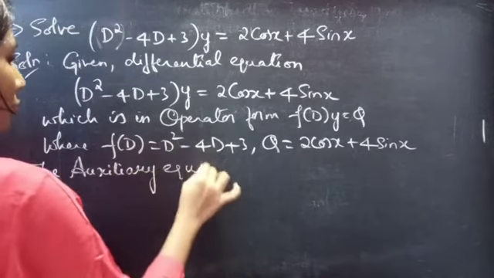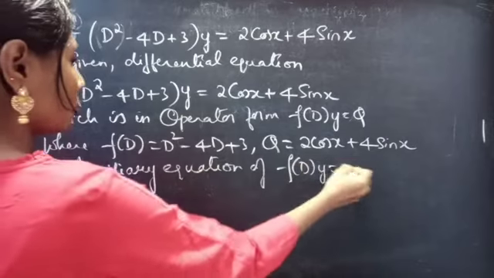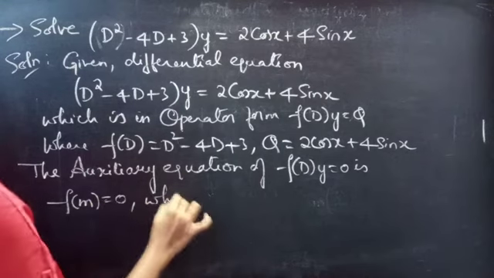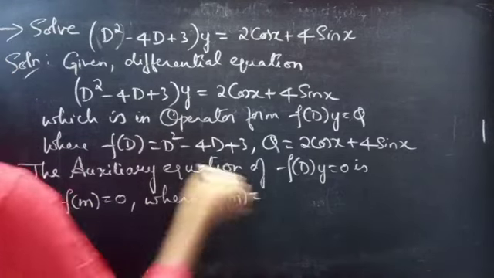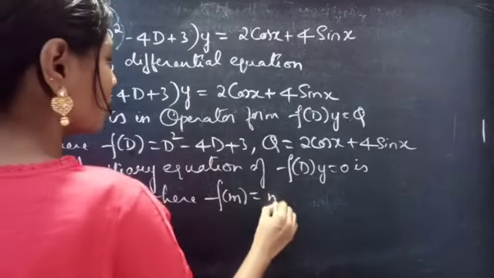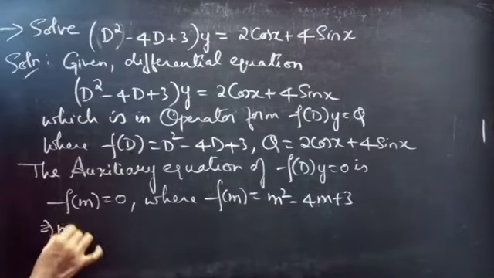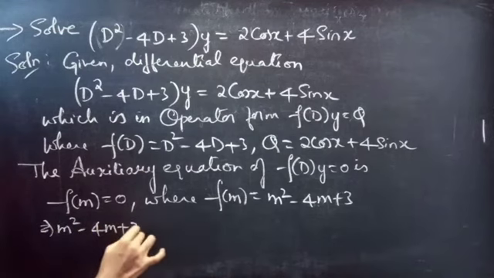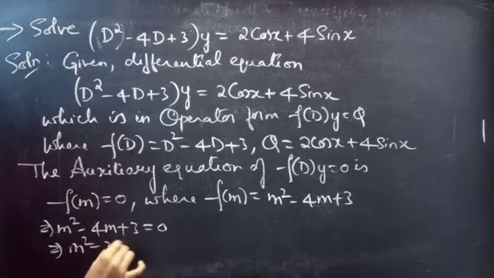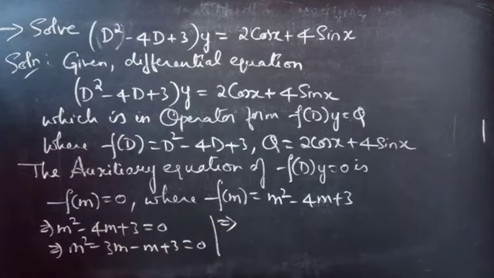The auxiliary equation of f(D) y = 0 is f(m) = 0, where f(D) = D² − 4D + 3. So let's replace the differential operator by m, then we'll get f(m) = m² − 4m + 3. Then our auxiliary equation becomes m² − 4m + 3 = 0. Now let's split this −4m as −3m − m. Then we'll get common factors.